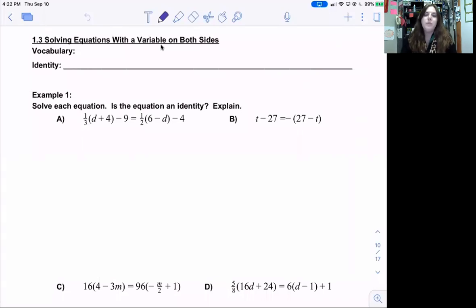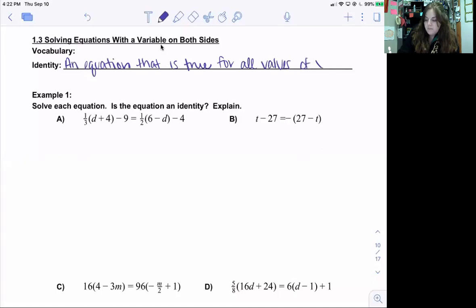Okay, looking at 1.3, solving equations with a variable on both sides. So we do have a vocabulary term here, and this is going to be an identity. This is an equation that is true for all values of x. Okay, we'll look at an example of this here in a bit.